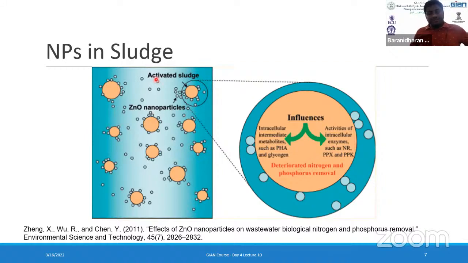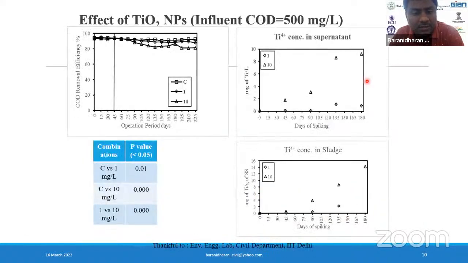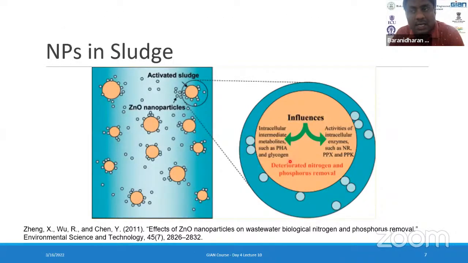So here, what they did in this study was look at concentrations of 10 and 50 milligram per liter of zinc oxide nanoparticles. They looked into how they react with respect to the nutrient removal in the wastewater system, and whether they enhance or deteriorate the nutrient removal from this treatment system.